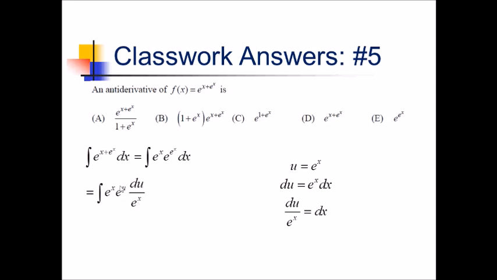And then these e to the x's are going to cancel, so I've just got e to the u du now. And that's a very easy antiderivative. That's just e to the u plus c. Substituting e to the x back in for u, I've got e to the x plus c, which is kind of weird to look at, but the closest one here is answer choice E.